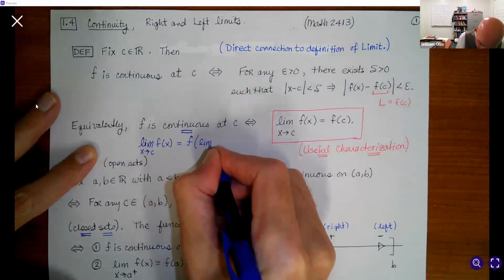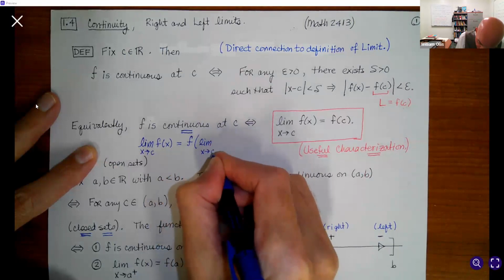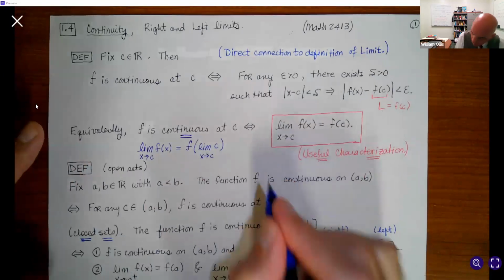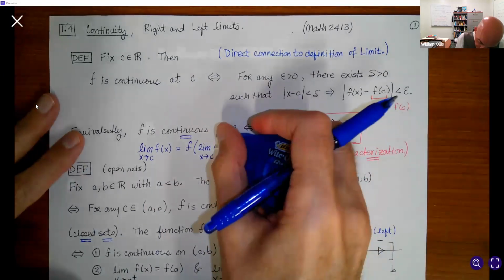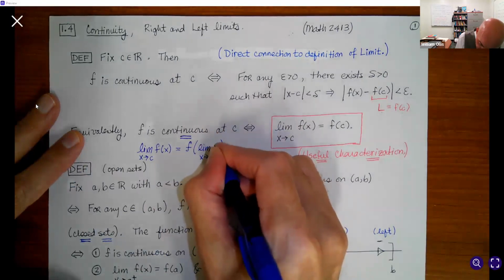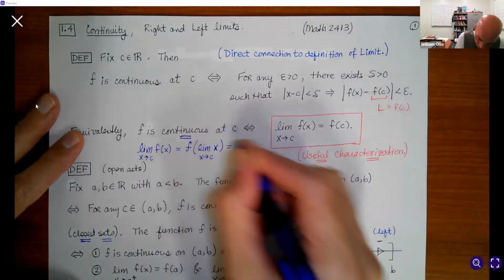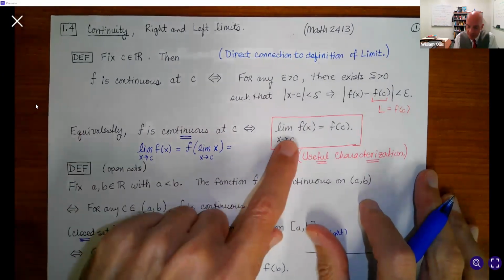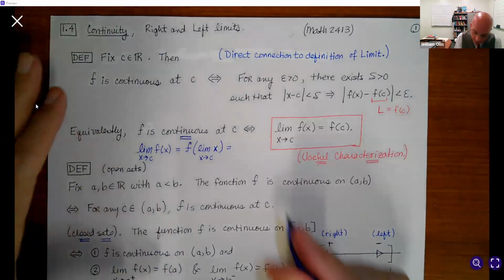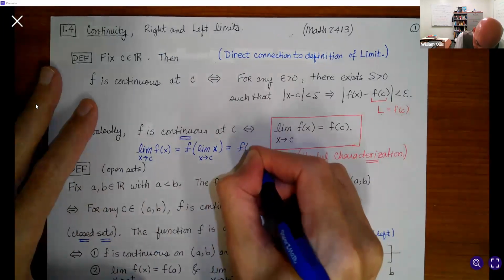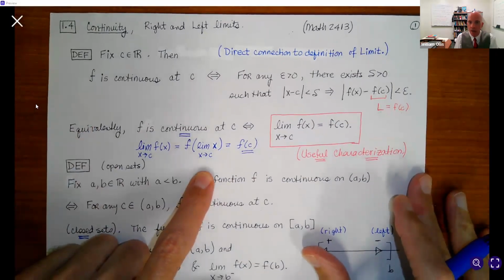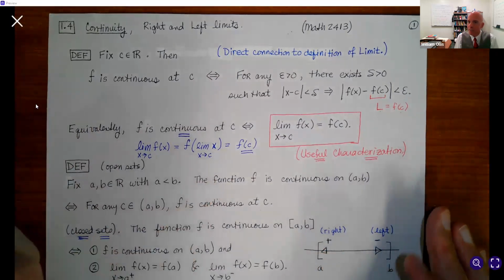Limit as X approaches C, just like the limit result of a, let me not write the C yet. The limit result for a composition. So basically what's happening is that we're moving the limiting process inside, just like we're doing the limit of a composition. And this clearly is F of C. So this characterization of continuity is extremely useful.